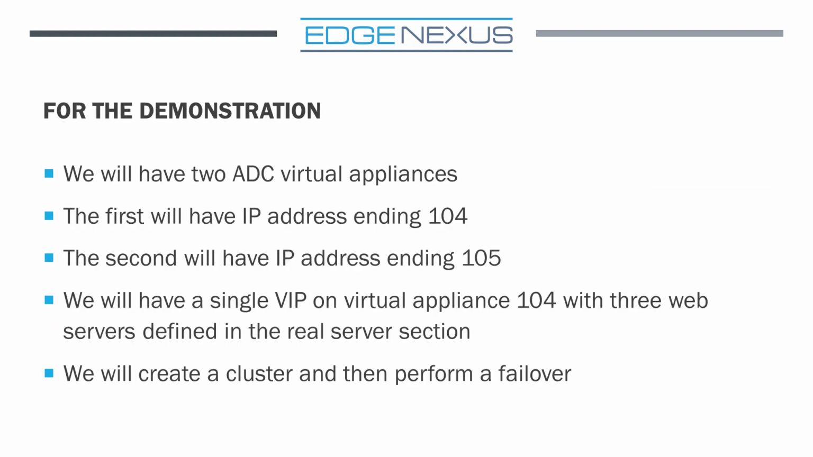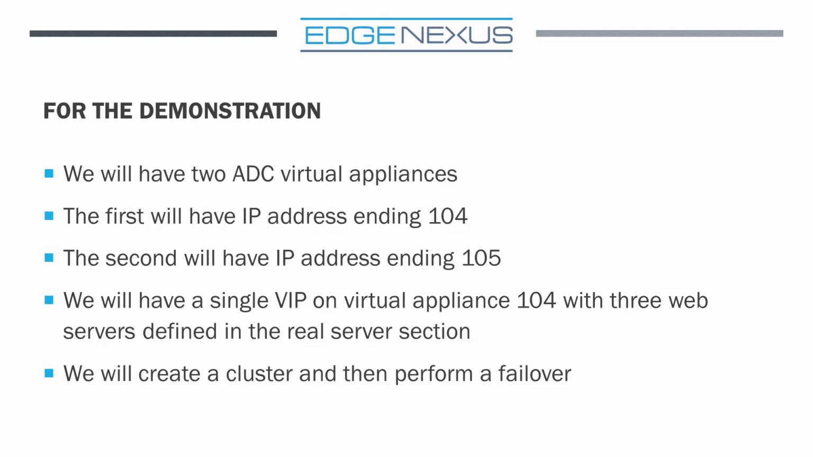We want to make this demonstration as clear and informative as we can. We will have two ADC virtual appliances. The first, an active primary ADC, will have an IP address ending with 104. The second, a passive secondary ADC, will have an IP address ending with 105. We will have a single VIP and virtual service on ADC 104, with 3 web servers defined in the real servers section. We will perform a cluster creation and show how the ADC is replicated.